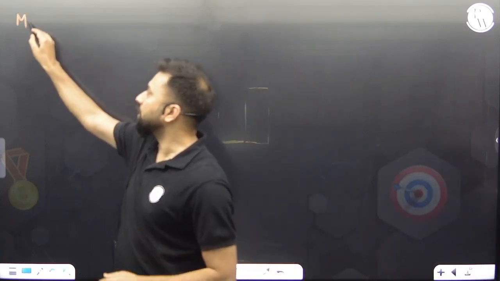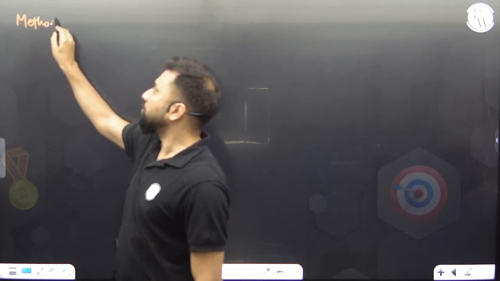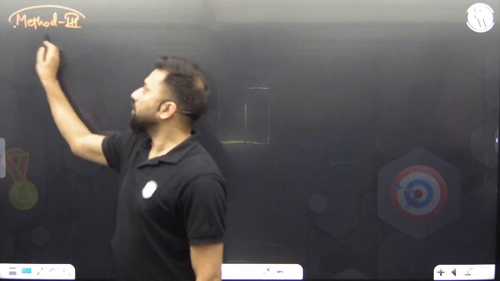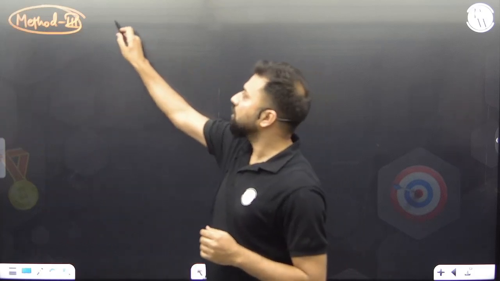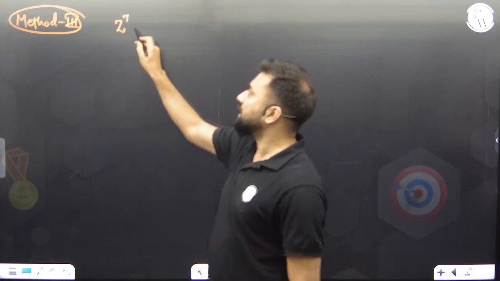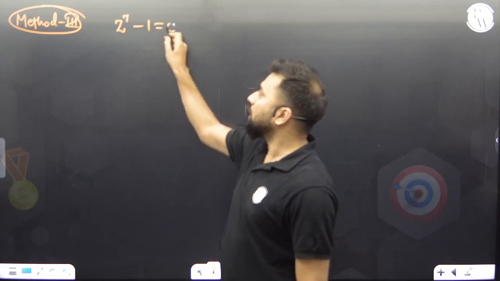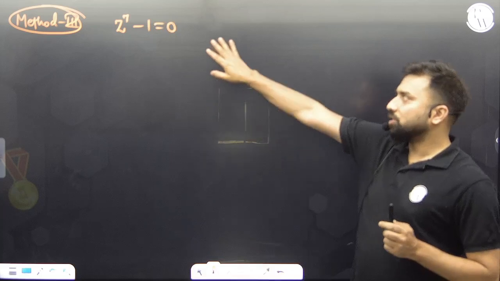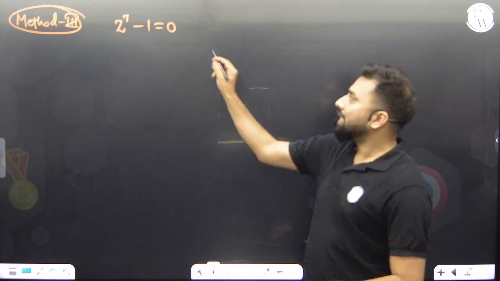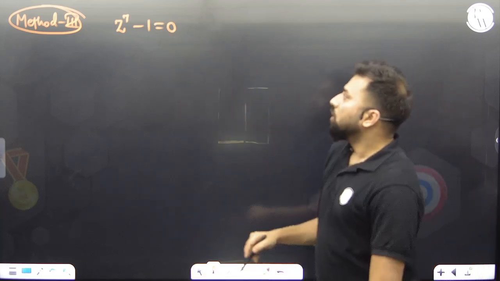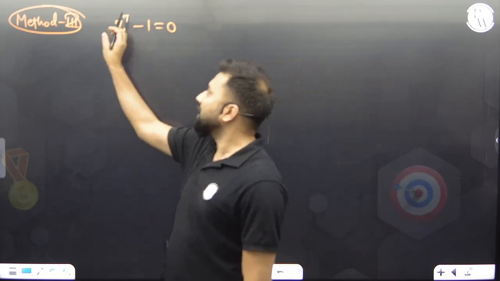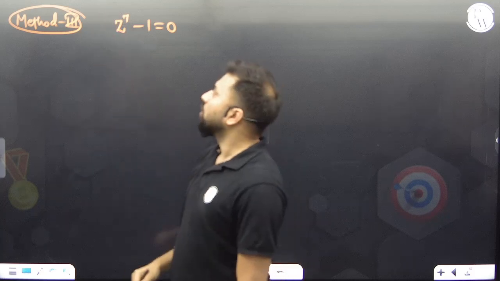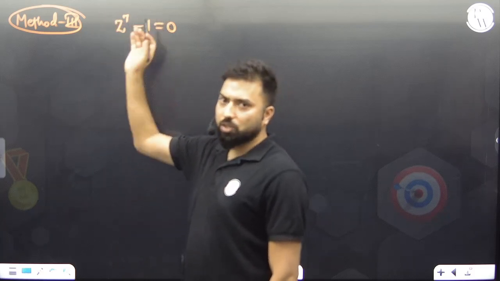So in method 3, this is method 3 of the same question. Let's say we take a particular equation, which is z raised to the power 7 minus 1 equals 0. So this is the equation z raised to the power 7 minus 1 equals 0, and z is a complex number, right? So what I can do is I can write the factors here of z raised to the power 7 minus 1, right?